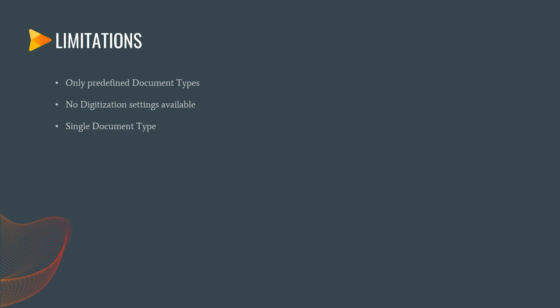Now let's see a few limitations of the extraction automation builder. So the first one, only predefined documents are supported. These will support only custom document types and extractors. If you want more, you can always suggest. And digitization settings will not be available for now. And the final one, as of now, only a single document type can be selected for each file. These are the current limitations.